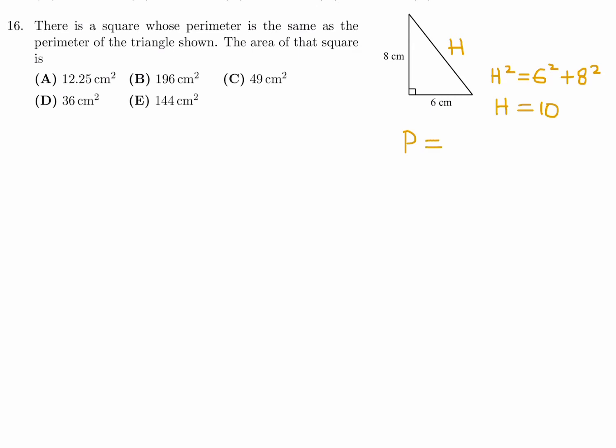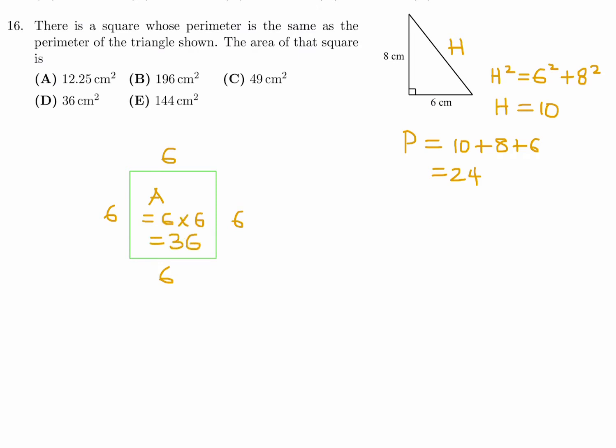So the perimeter, therefore, is 10 plus 8 plus 6, which is 24. So if you have a square and its perimeter is 24, then that means each side is equal to 6. And they want you to figure out the area of the square. Well, the area is 6 times 6, which is 36. So number 16, the answer is D.